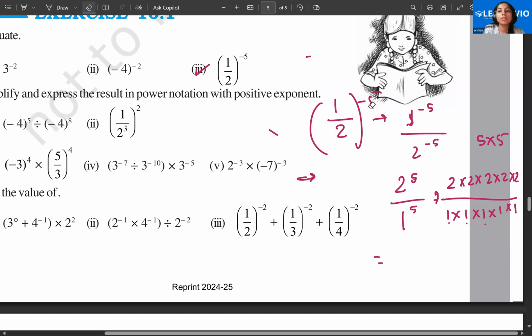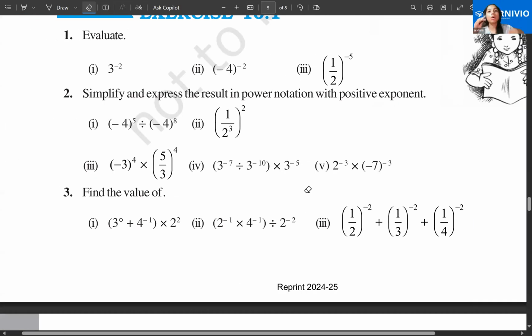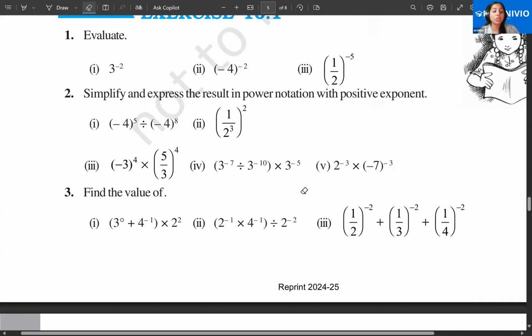Okay. Now let's solve the next one. I'll do one first and then I'll give you another one. This is all from the laws of exponents. The second question is based on the laws of exponents. So we have negative 4 raised to the power of 5 divided by negative 4 raised to the power of 8. First we'll look at what's happening. The bases are the same and the powers are different, right? And it's in division.